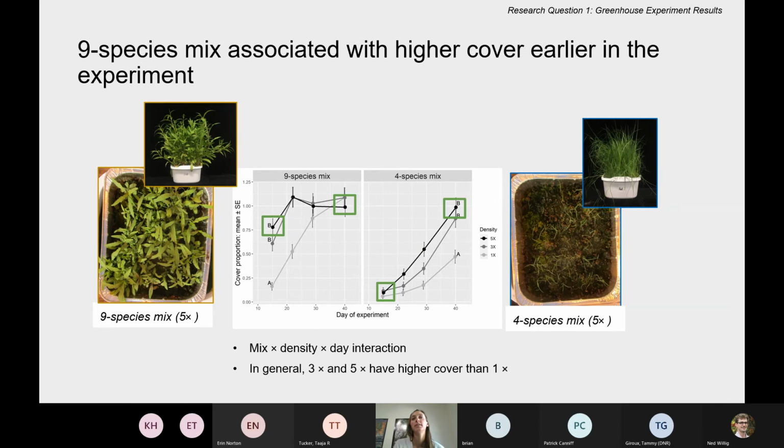By the end of the experiment, most of these mixes and density combinations reached high cover, with the exception of this 4 species mix in the lower density that kind of just lagged behind. And I will mention here for the 9 species mix, you can see from this photo taken at the end that there's not a lot of perennial graminoids in here. It's mostly just those forbs. So as I mentioned before, this might be important for some managers that actually care about establishing certain perennial graminoids.